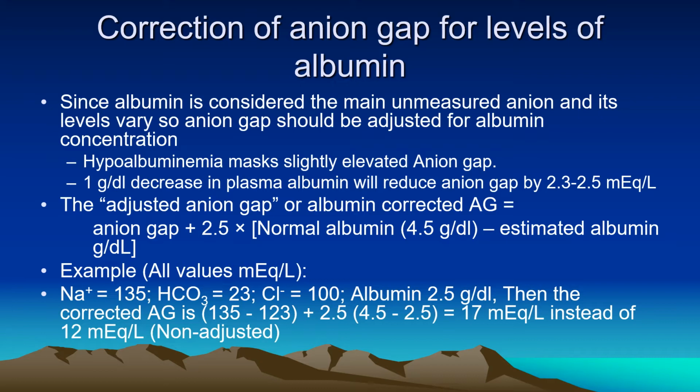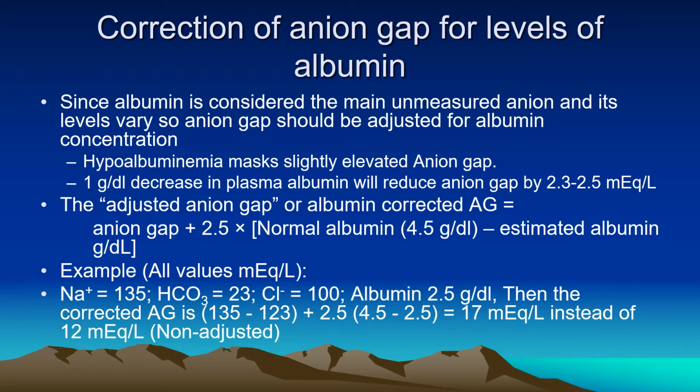And the formula is: anion gap, whatever way we calculate, sodium plus potassium or sodium alone, plus 2.5 times the difference of normal albumin versus estimated albumin. I'll repeat it. Anion gap plus 2.5 times the difference of normal albumin and estimated albumin levels.